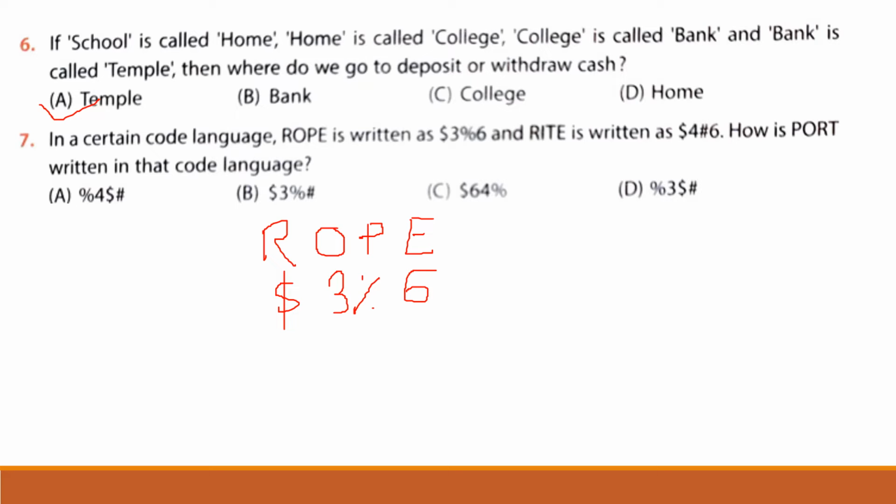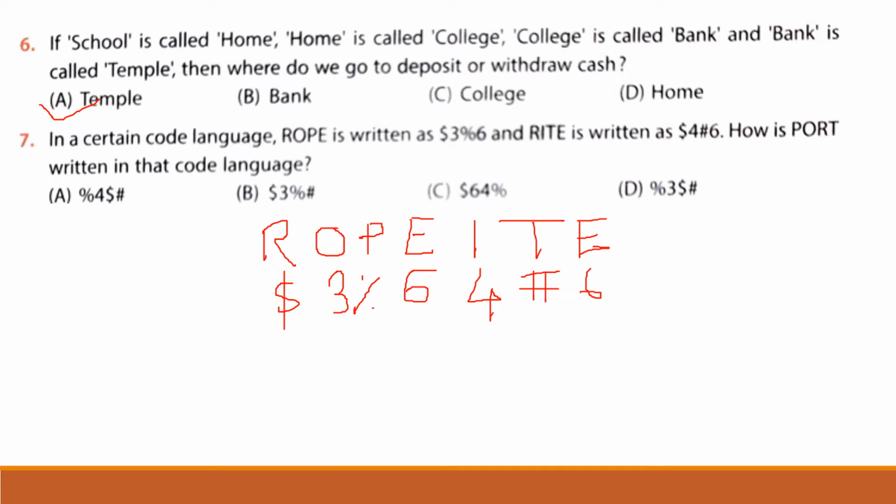And another word RITE is written as $4#6. Now here already R is given as dollar. So which letters are missing in this, that we'll write. So R is there already. So ITE. First we have to make a row properly of the coded language so that you can find the given word. So here you have T is hash, I is 4 and E is 6. 6 is already given here, so no need of writing.